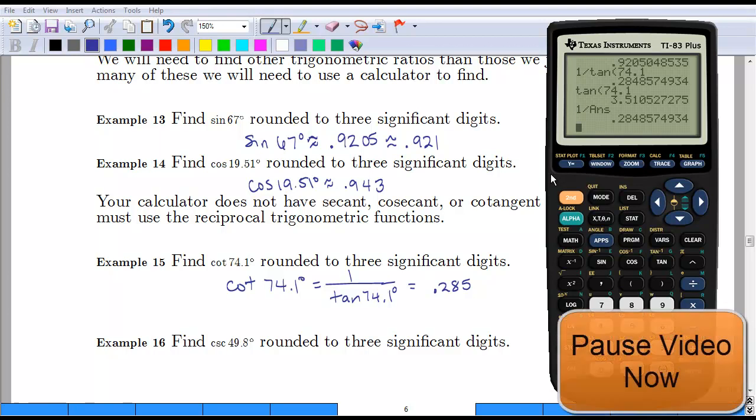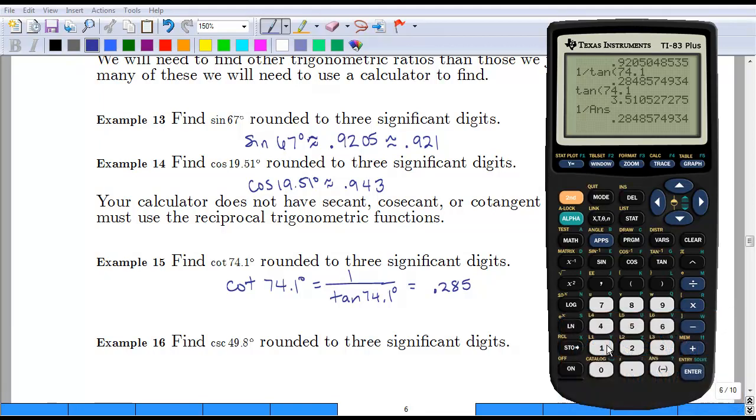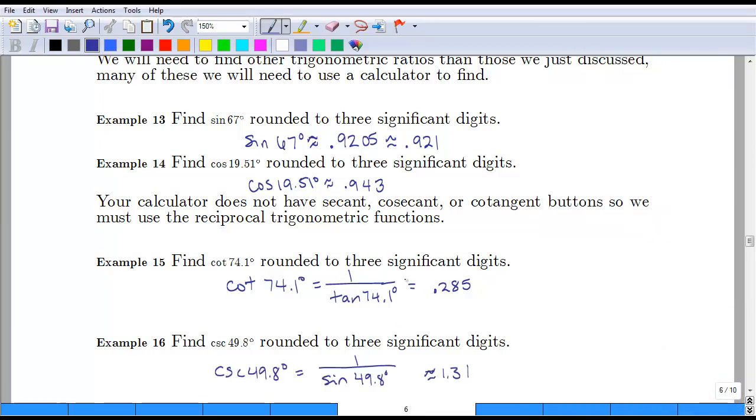So I want you to pause the video at this point and find the cosecant of 49.8 degrees. In this case, you should have found that this is the reciprocal of sine. So we have 1 divided by the sine of 49.8. This comes out to be approximately 1.31.